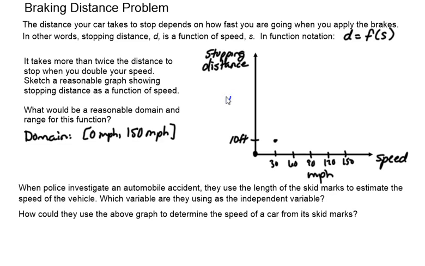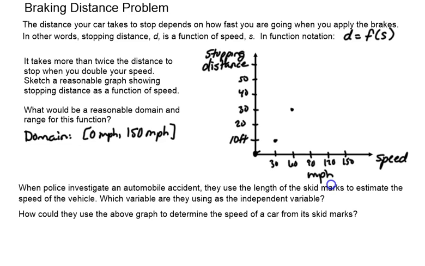Now, it says if you're going 60 miles an hour, it's going to take you more than twice as long to stop as it did when you were going 30 miles an hour. So let's say this is 10, 20, 30, 40, 50, and so forth. So in other words, if 30 miles an hour takes me 10 feet to stop, 60 miles an hour is going to take me more than 20 feet.